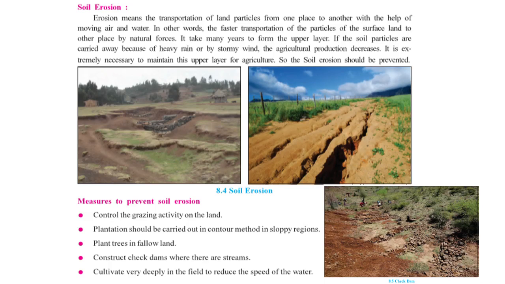And last, what we can do is cultivate very deeply in the field to reduce the speed of water. वाटर की जो स्पीड है उस स्पीड को कंट्रोल किया जाए, because the speed of water washes the soil, सॉइल को वॉश कर देती है. So these are the measures which can be taken for prevention of soil erosion.